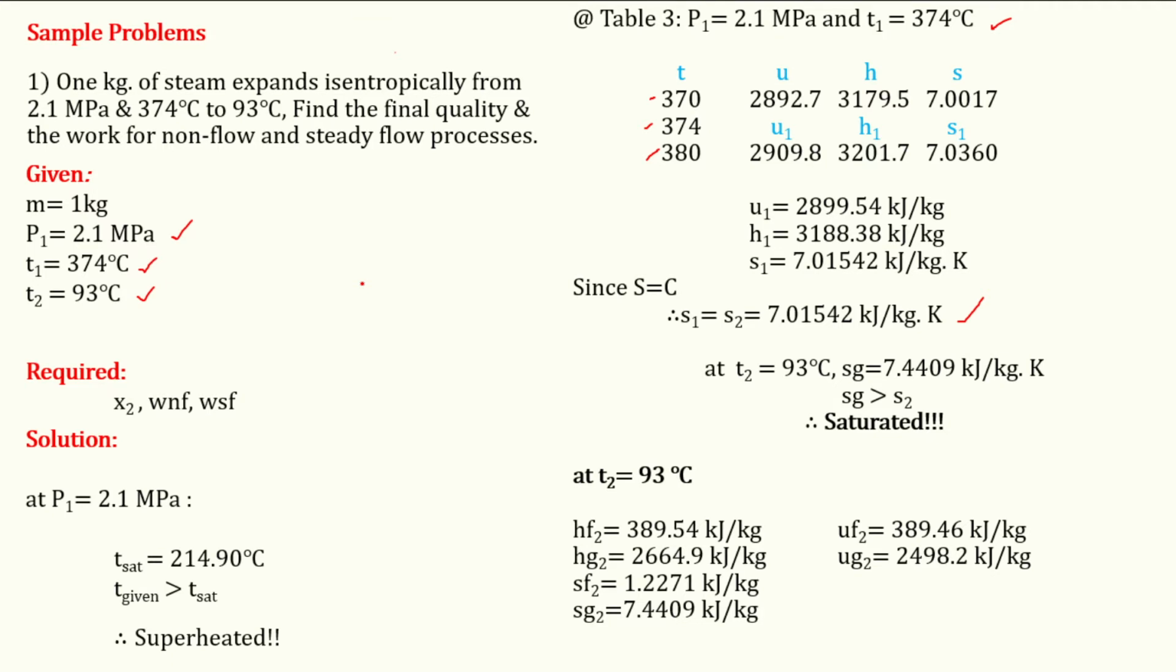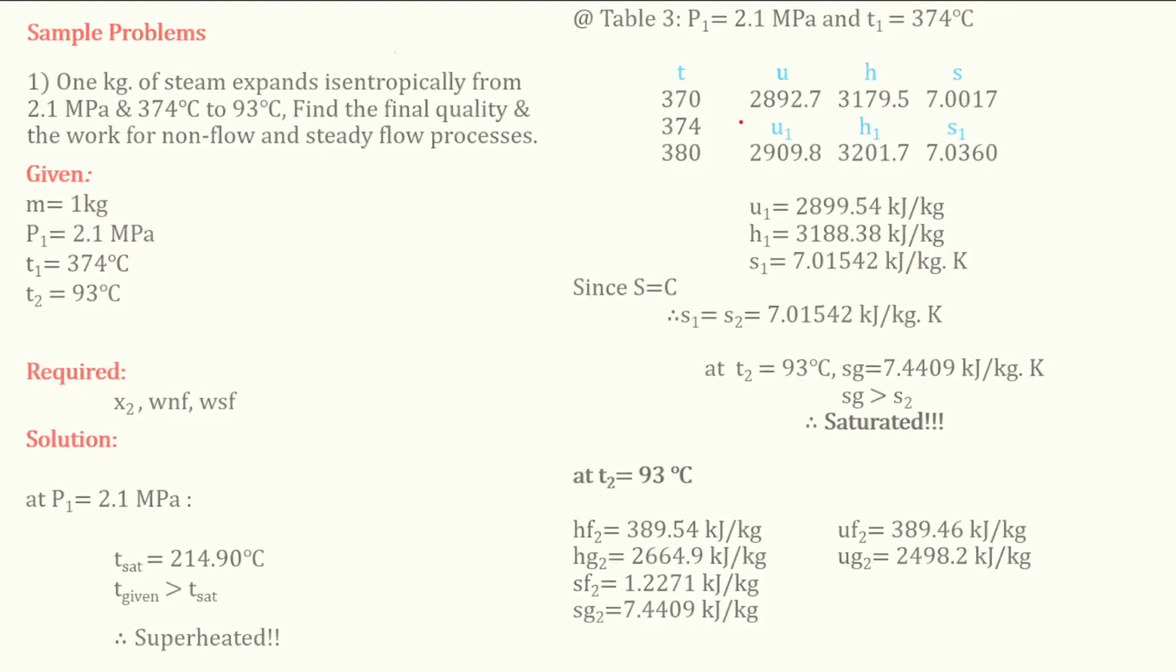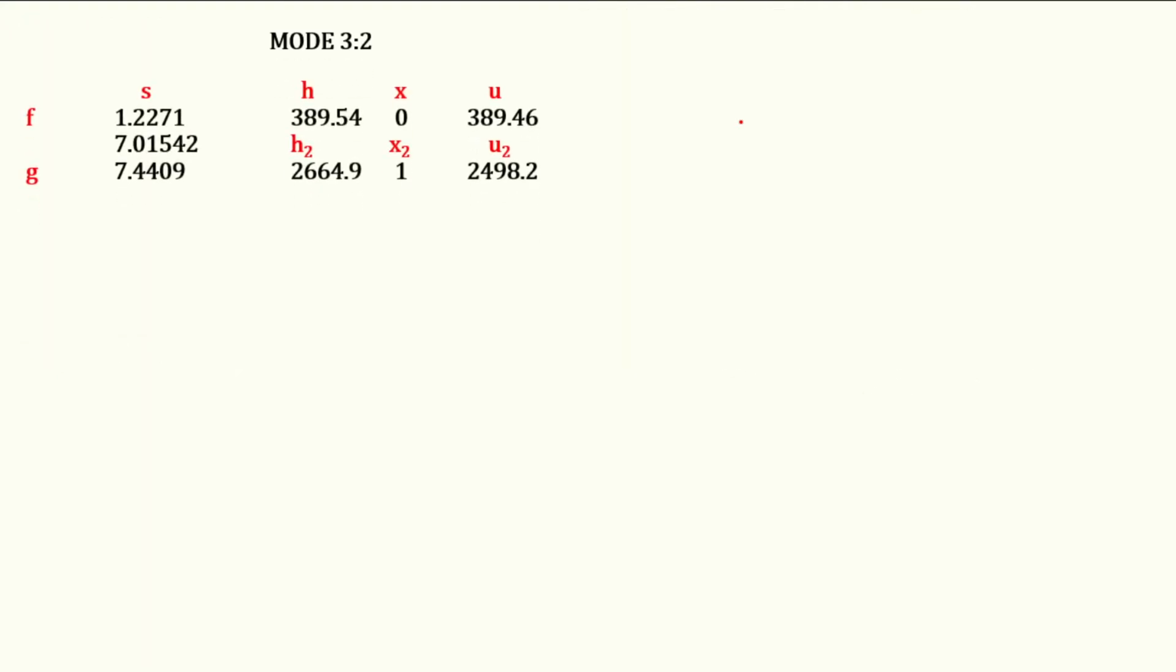So, at 93 degrees Celsius, HF is 389.54 kilojoules per kilogram. HG is 2,664.9 kilojoules per kilogram. SF is 1.2271 kilojoules per kilogram. SG is 7.4409 kilojoules per kilogram. UF is 389.46 kilojoules per kilogram. Then UG is 2498.2 kilojoules per kilogram. So, interpolate na natin by using the entropy and the temperature. Okay? Or the properties given na nakuha natin kanina.